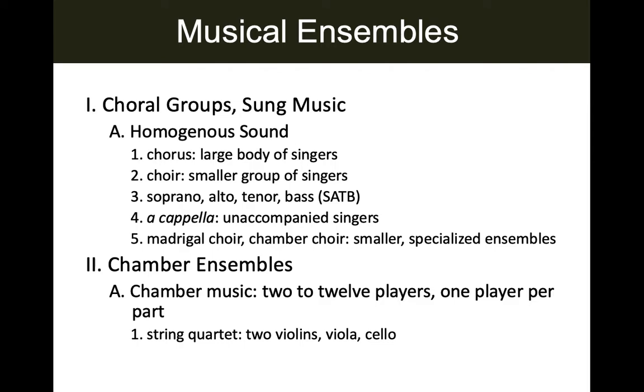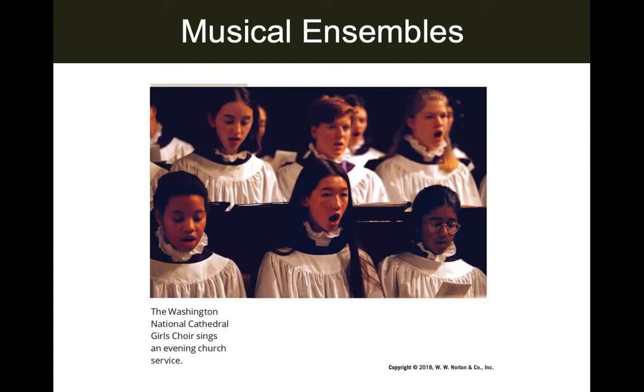Chamber ensembles are smaller groups of players. For example, chamber music has 2 to even 12 players, one player playing a part. An example of a chamber ensemble is a string quartet, which consists of 2 violins, viola, and cello. So this is an example of a choir.